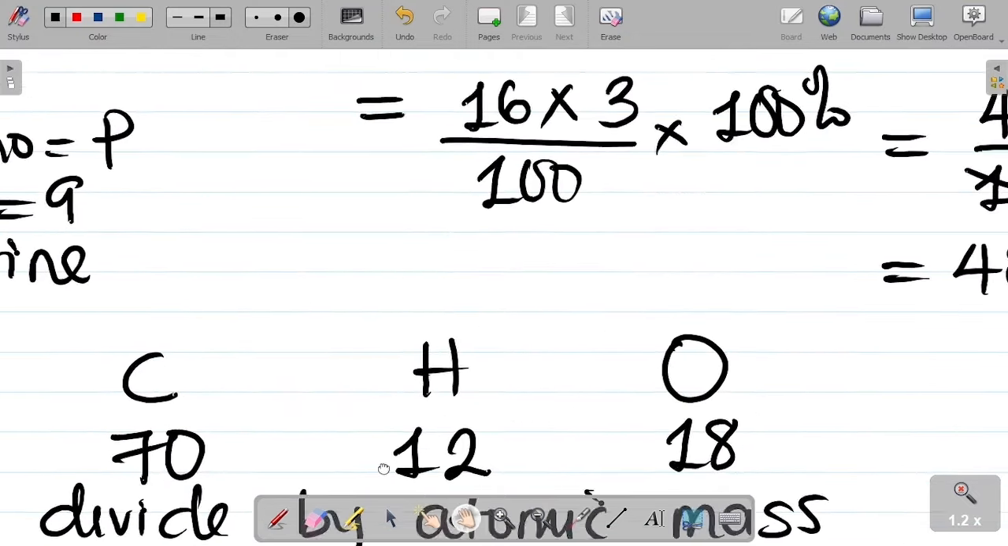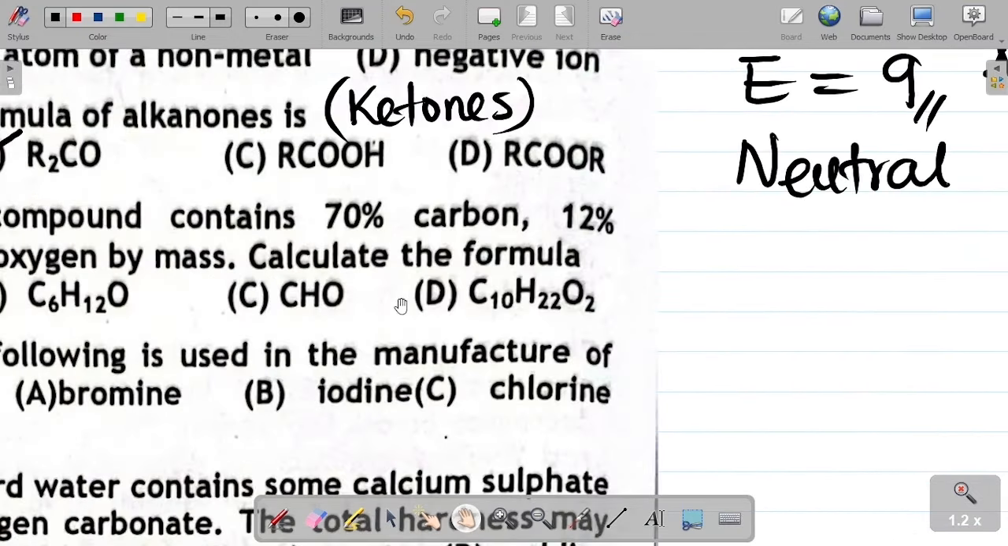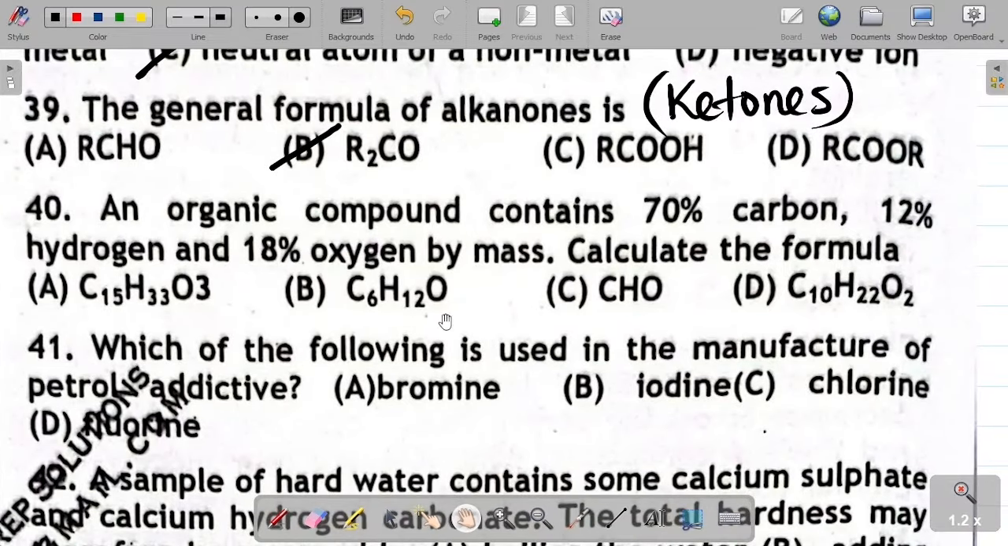So let's see if any option matches here. C5H11O. Nope, there's no option here. But the correct answer should have been C5H11O. But in an exam scenario, so this should have been the correct answer.